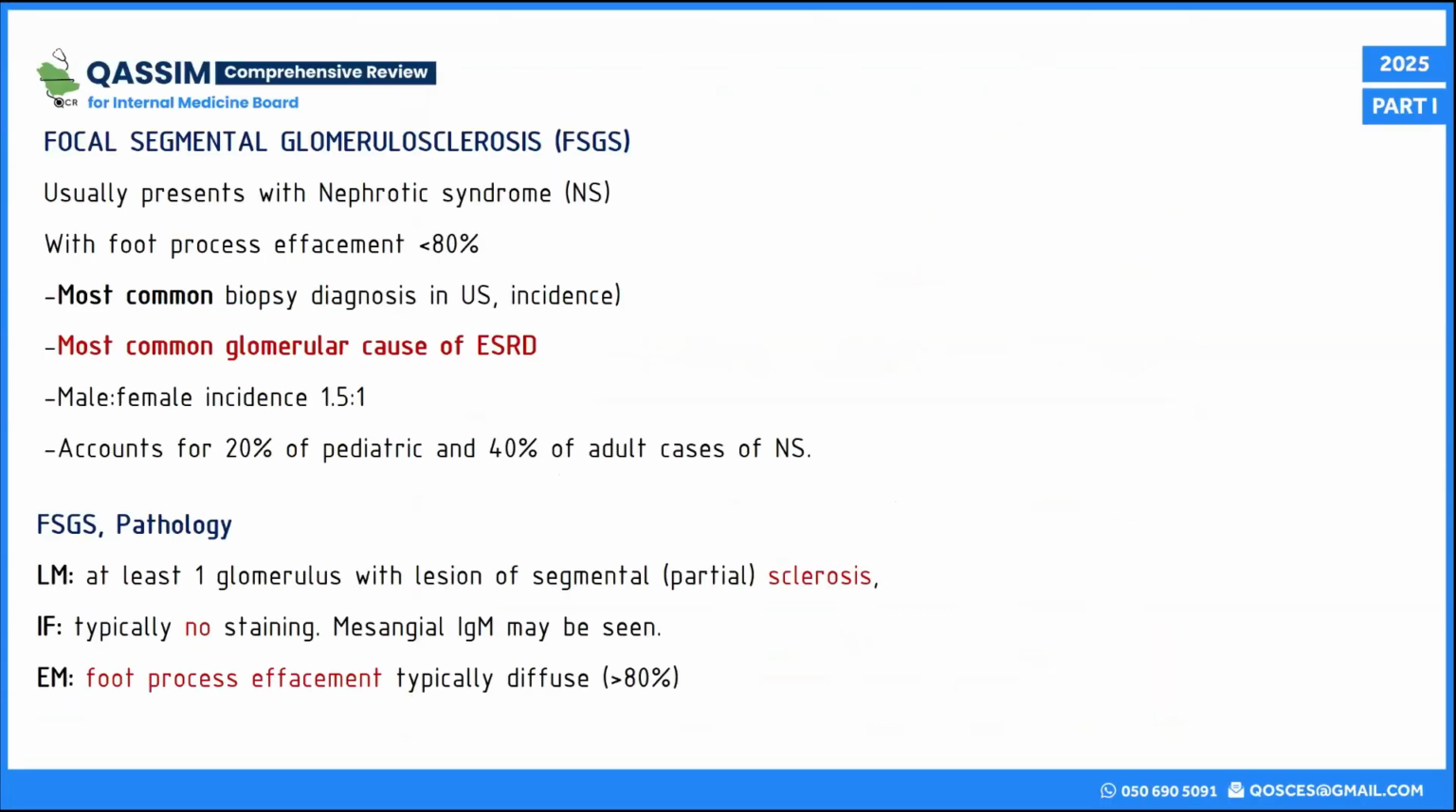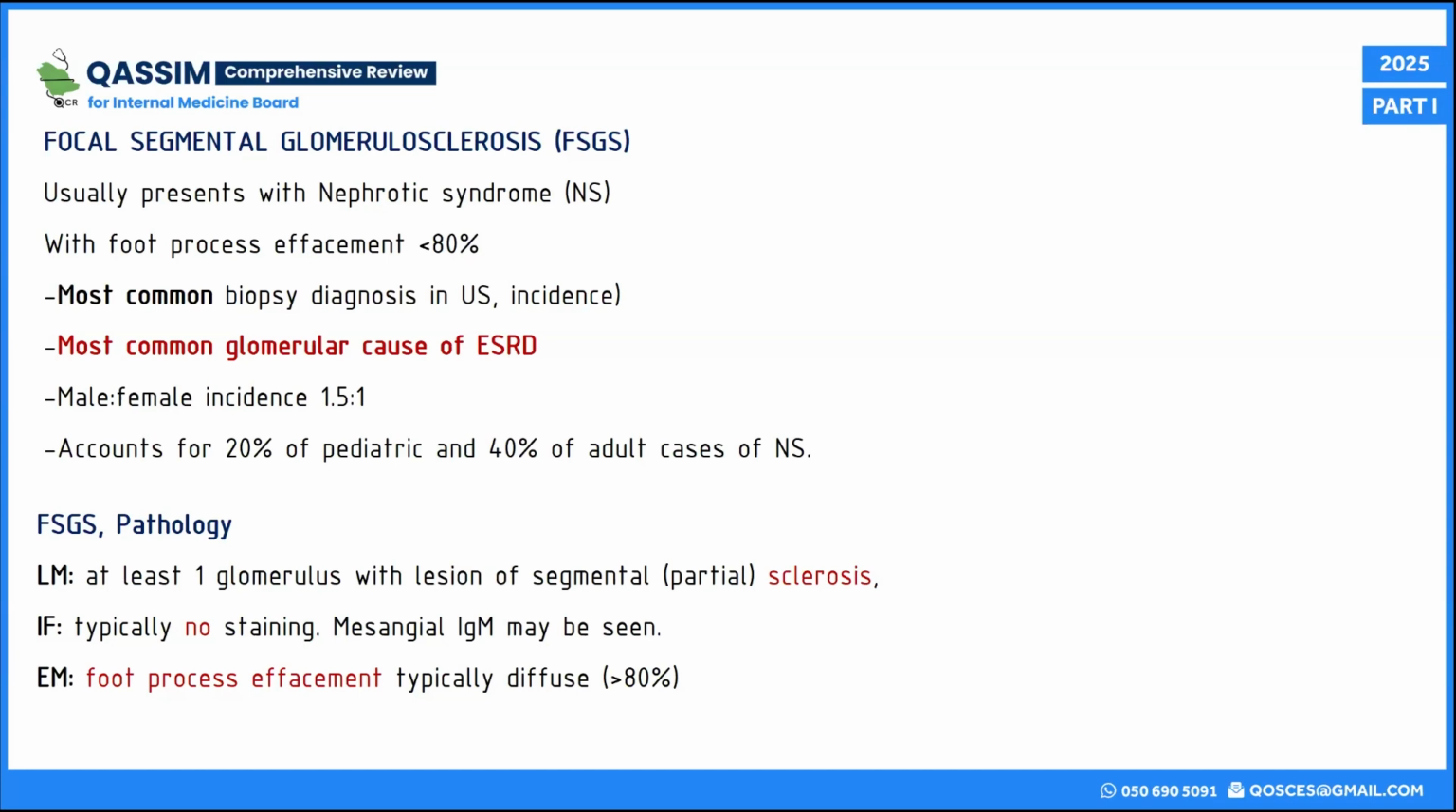The other one is FSGS. It usually presents with nephrotic syndrome, again with diffuse foot process effacement. It is the most common biopsy diagnosis in the United States, and the most common glomerular cause of end-stage disease. The male to female incidence is 1.5 to 1.